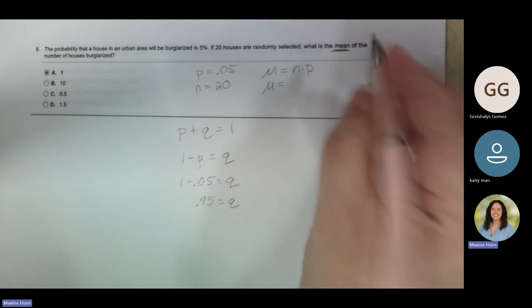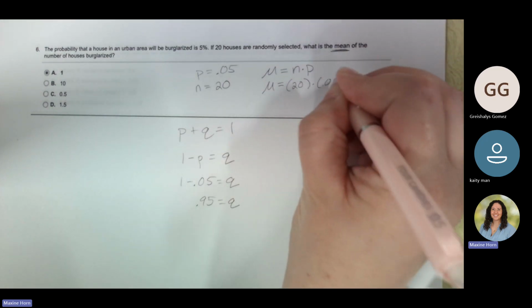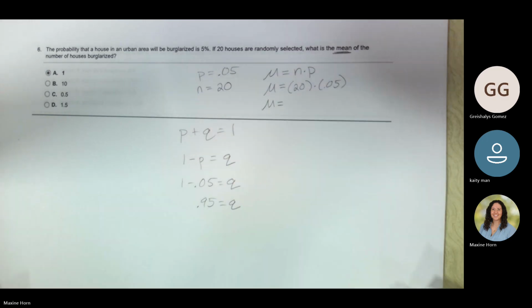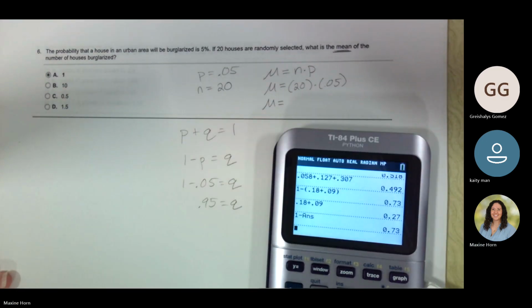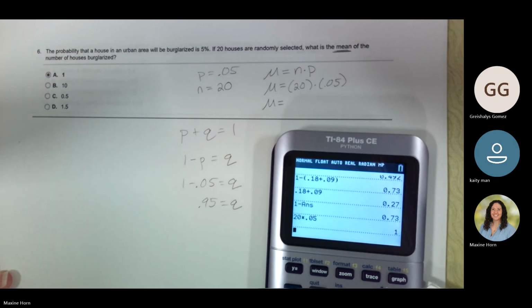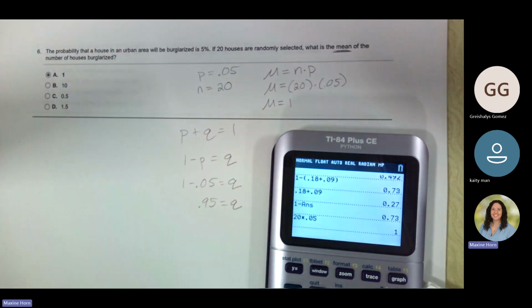All right, so we're going to plug in our numbers. Our N is 20, our P is 0.05. And there we go, 1. So the mean of the number of houses burglarized is one house. Okay.